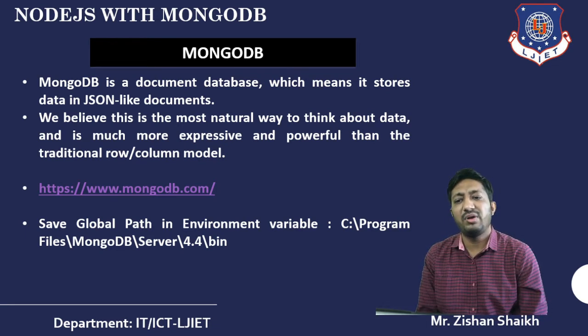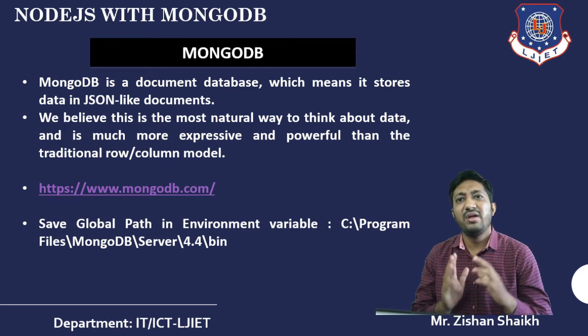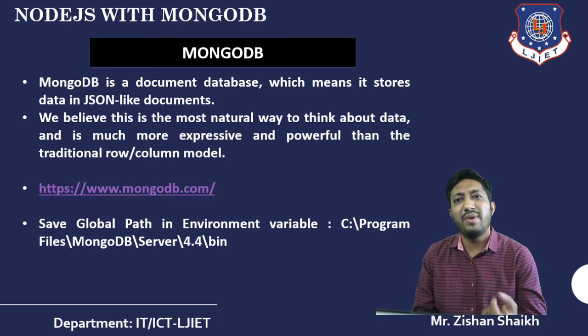If we are talking about MongoDB, MongoDB is a document database. It means it stores data in a JSON format, like documents. If you are new to JSON, don't worry about that. It's a very simple format. If you are aware of the normal XML format, it is slightly different from that.